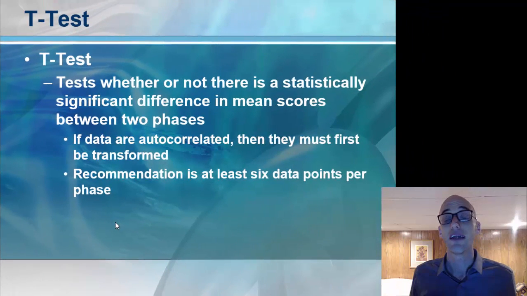But what you're going to be more likely using is a t-test. So a t-test tells us whether or not there's been a statistically significant difference between the mean score of the two phases, between the baseline and the intervention. So before you conduct a t-test, you have to make sure that your data isn't autocorrelated, obviously, and it's recommended that there's at least 6 data points.